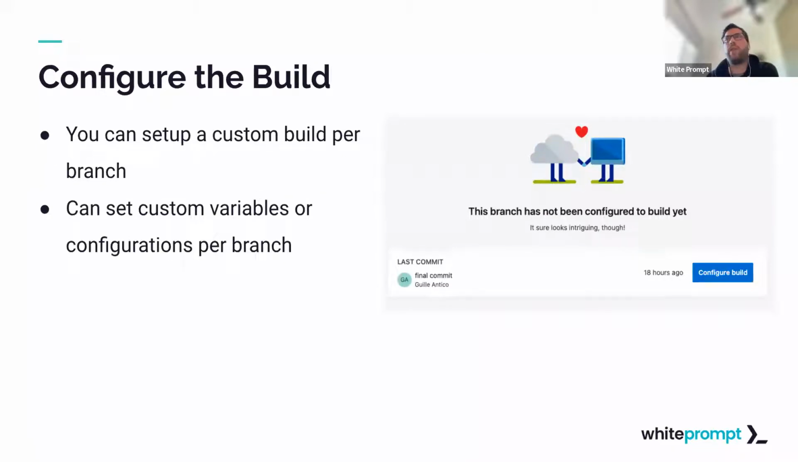And then finally, when that part is set, you need to set up the build. You can set up a custom build per branch. Usually you can match development, staging, and main branches to trigger different builds related to the different flavors of the app. And then you can set custom variables per configuration and per branch. So you will have a development branch with the development environment or development API, and then the same for staging and main, right?